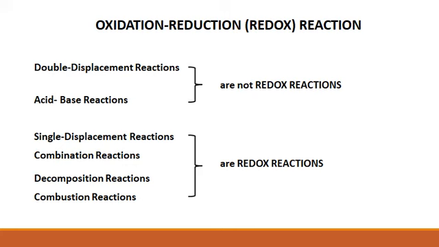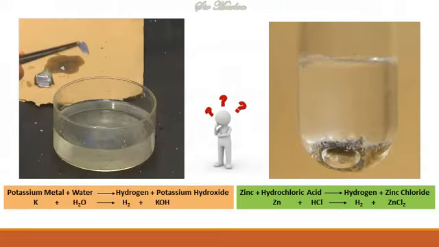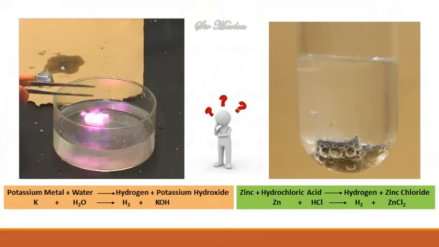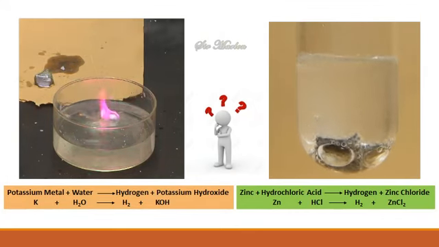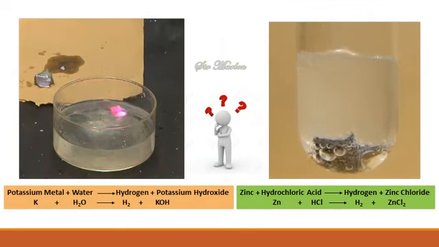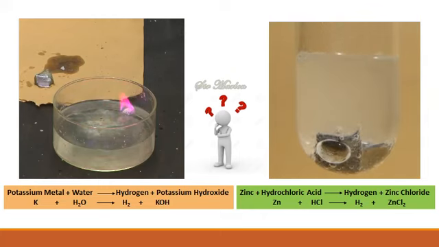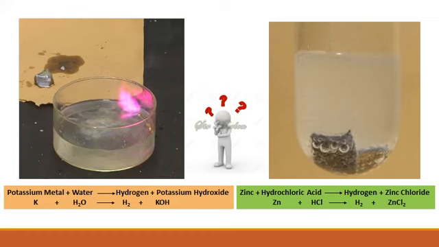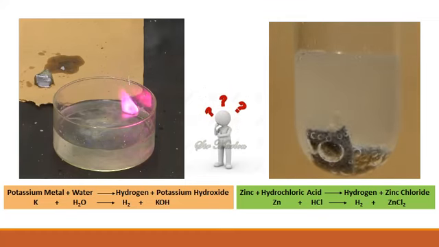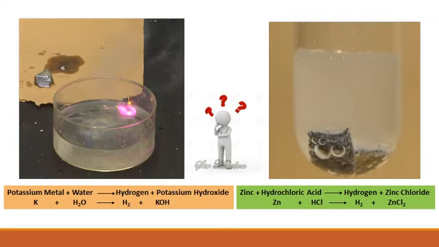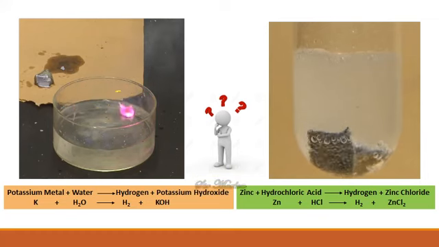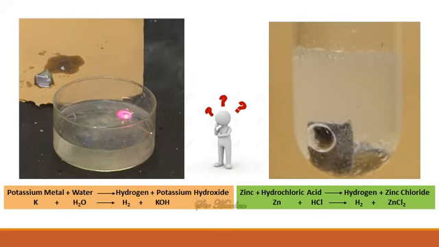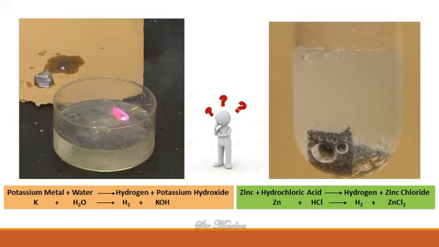Can you write a balanced equation for each reaction shown? The first figure shows potassium metal reacts violently with water to produce hydrogen gas, which ignites, and potassium hydroxide. Is this a redox reaction? Zinc metal reacts vigorously with hydrochloric acid to produce hydrogen gas and zinc chloride. Is this a redox reaction?